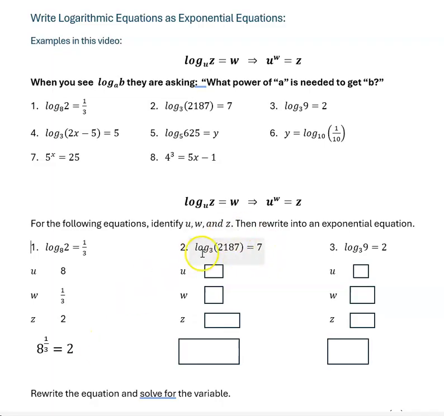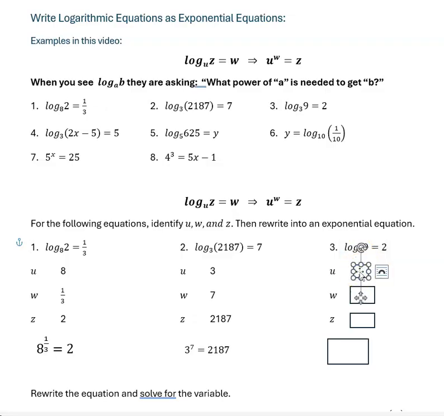Here we have a base of 3. So u is our base. That's 3. The w is always the exponent, the number to the right of the equation here. And so that's going to be 7. And then z is what 3 to the 7th equals, which in this case is 2,187. 3 to the 7th power equals 2,187.